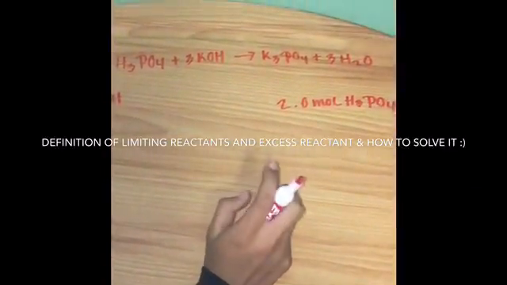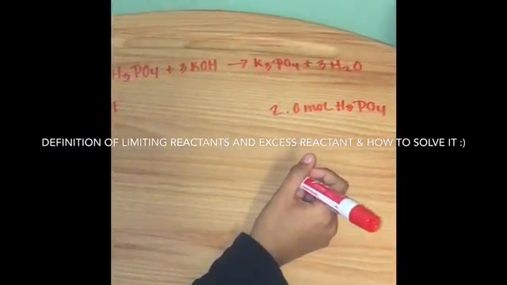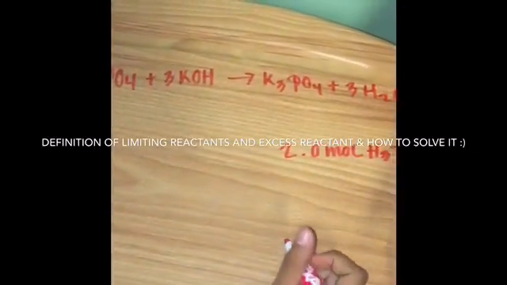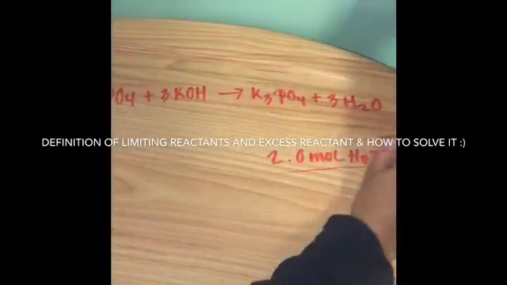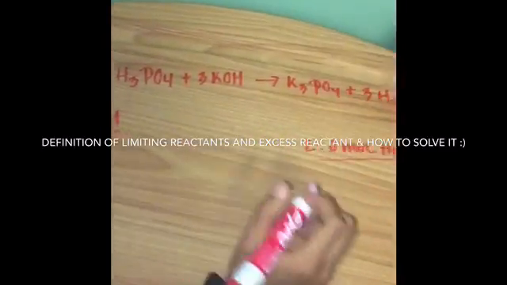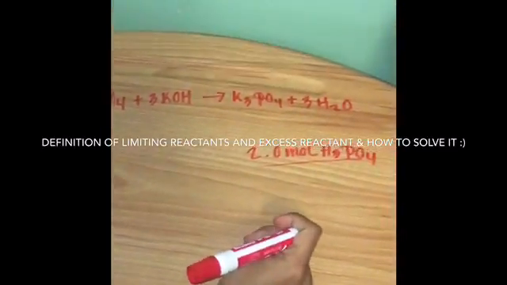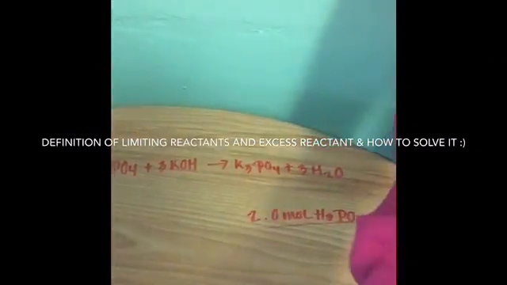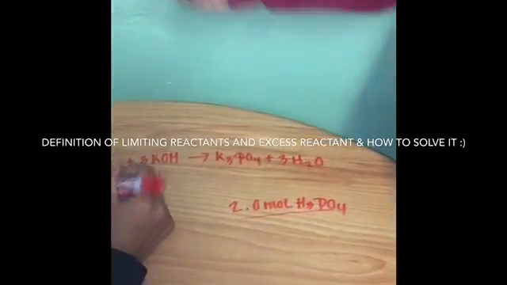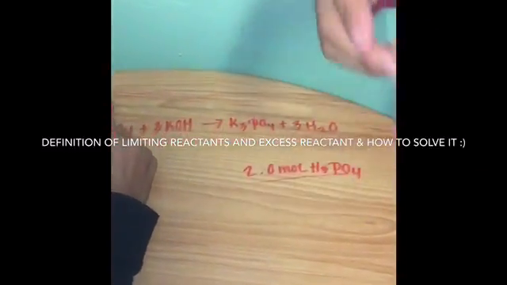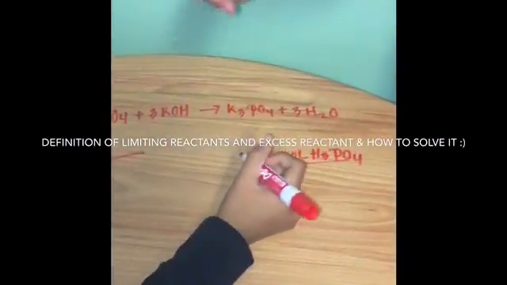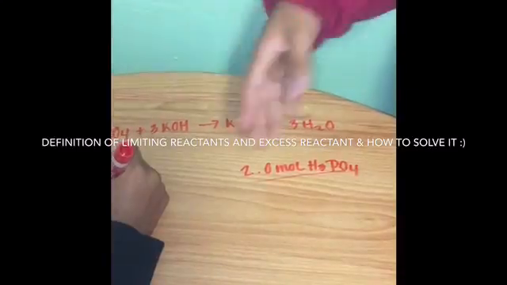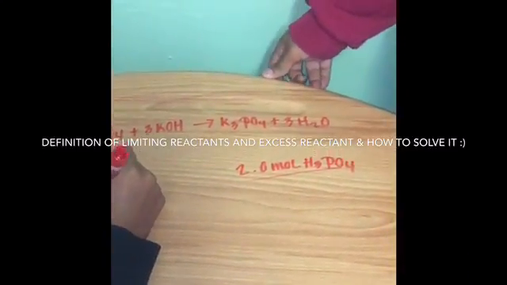Okay, first of all, let's define some key terms. What exactly is a limiting reactant? A limiting reactant is a substance in a chemical equation that is used completely. This means that the amount of product made is dictated by this particular reactant. Excess reactant is the opposite. It's the reactant in a chemical equation that has the greatest amount, so it has an amount that is more than the limiting reactant.